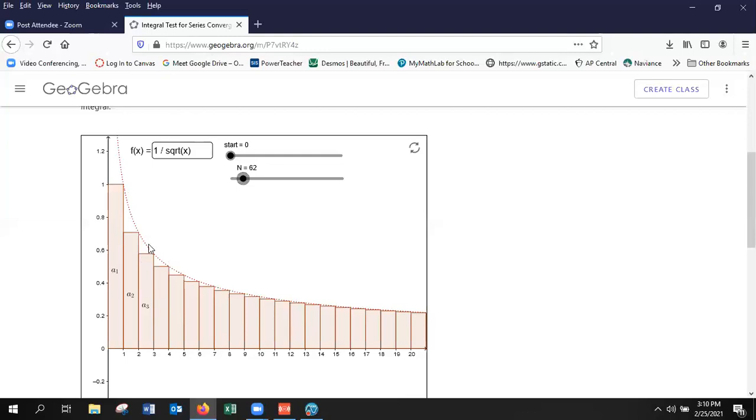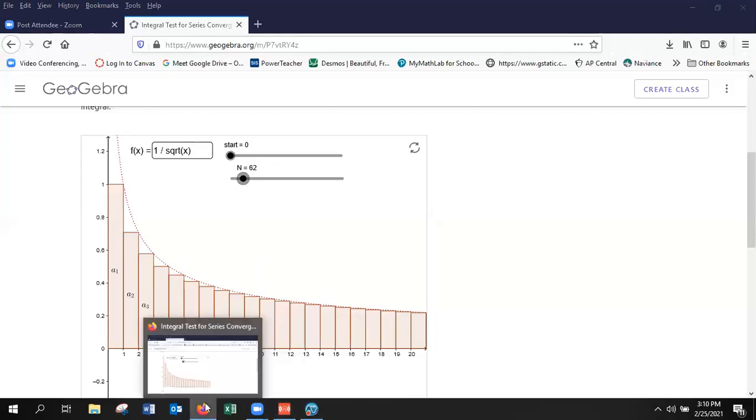So let me say that one more time: the integral from 1 to infinity, that area under the curve, is going to be a representation of the series itself. And so the sum of all those terms is going to be smaller than the integral value. Since the sum of all these terms is smaller than the integral value, if the integral converges, then the series itself is going to converge as well.